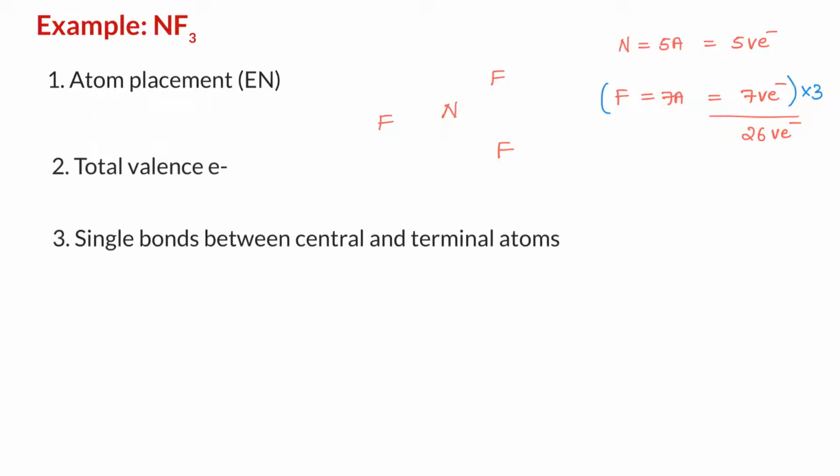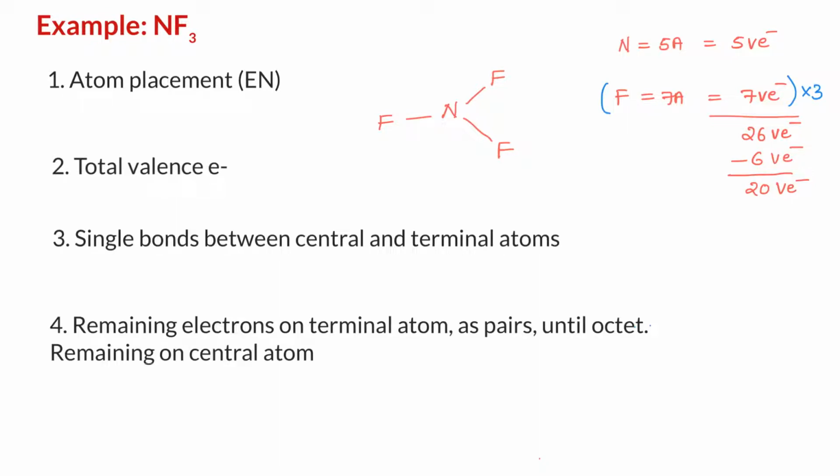According to the third rule, we need to connect the terminal atoms, that are atoms on the side, to the central atom, that is the atom in the middle, using the valence electrons that we have counted, first by single lines or bonds. I'm going to connect each of the terminal fluorine atoms to the central nitrogen atom. Each of these bonds costs 2 electrons. So in total, I have used up 6 valence electrons. So now I have 20 valence electrons left over.